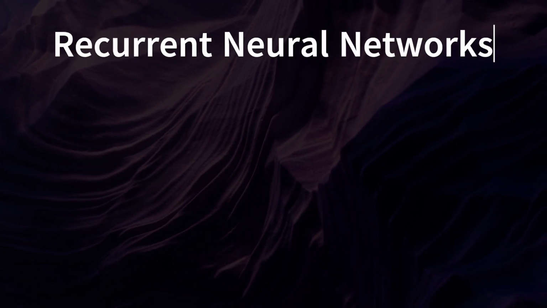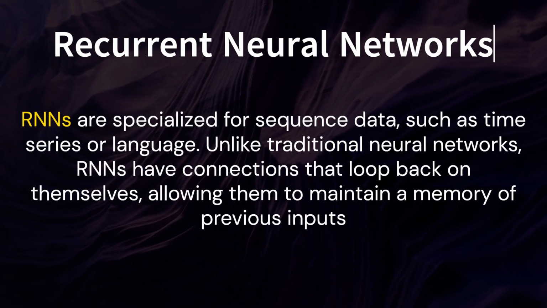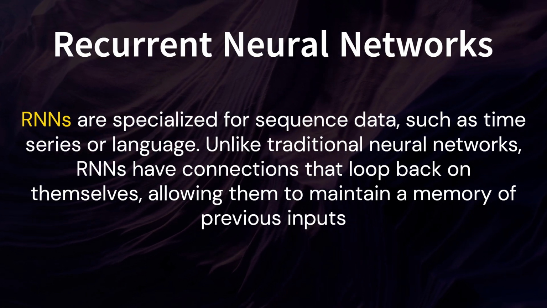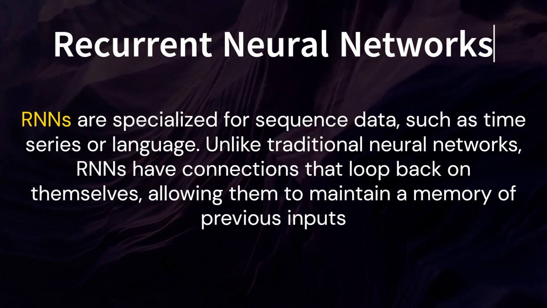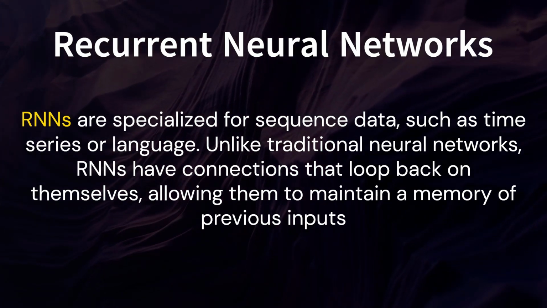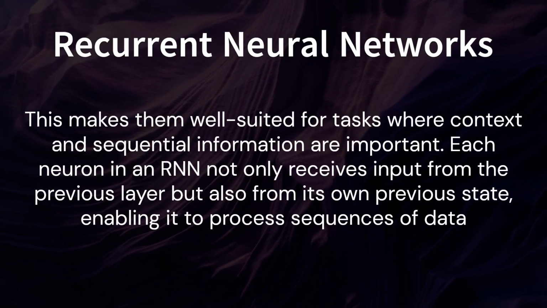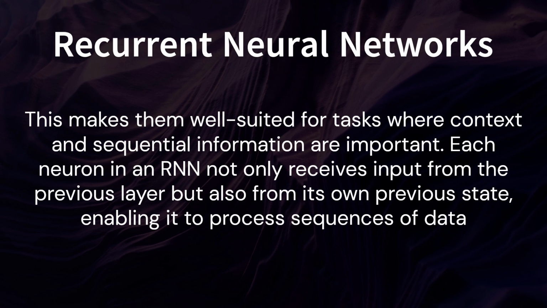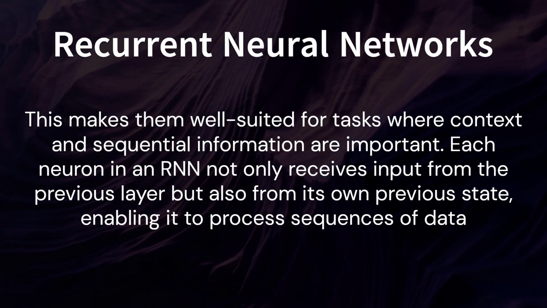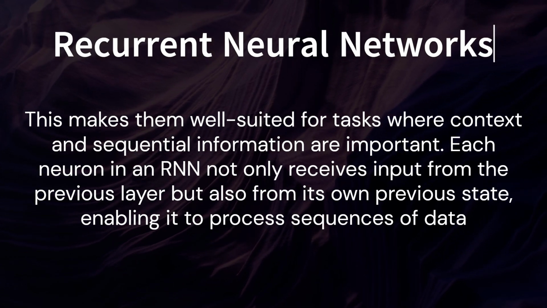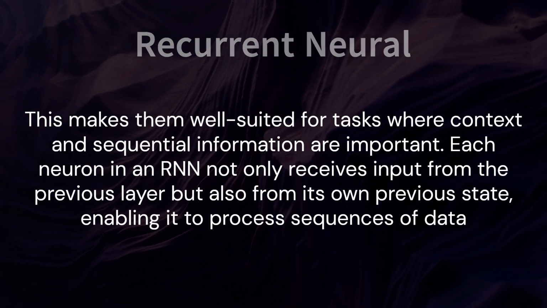Next, we have recurrent neural networks, or RNNs. RNNs are specialized for sequence data, such as time series or language. Unlike traditional neural networks, RNNs have connections that loop back on themselves, allowing them to maintain a memory of previous inputs. This makes them well-suited for tasks where context and sequential information are important. Each neuron in an RNN not only receives input from the previous layer, but also from its own previous state, enabling it to process sequences of data.